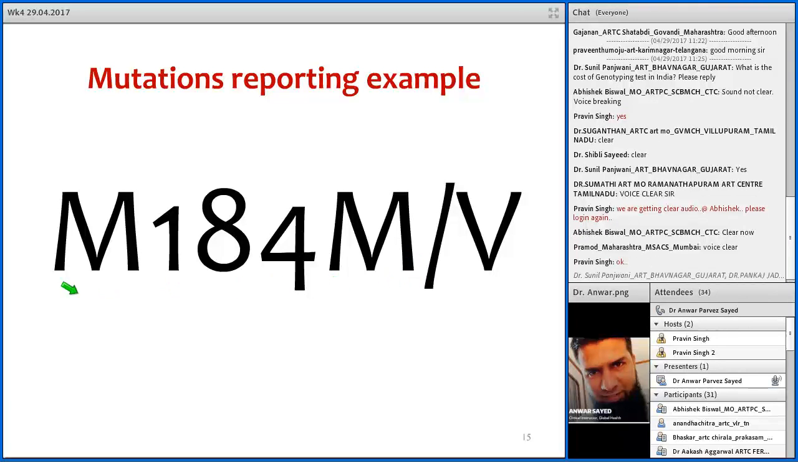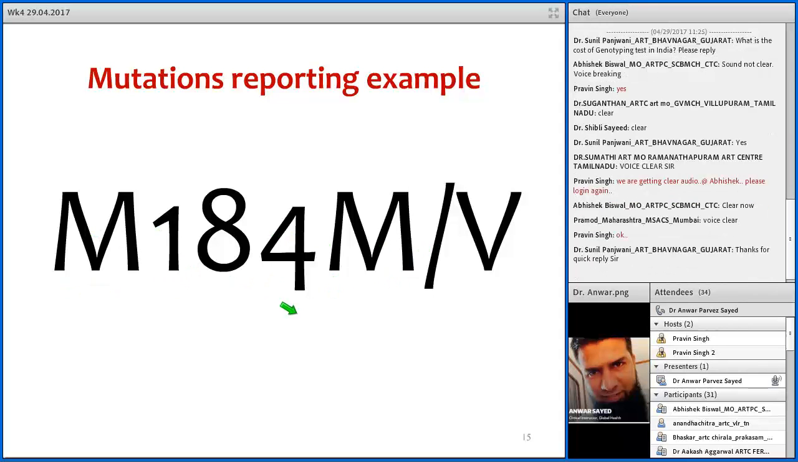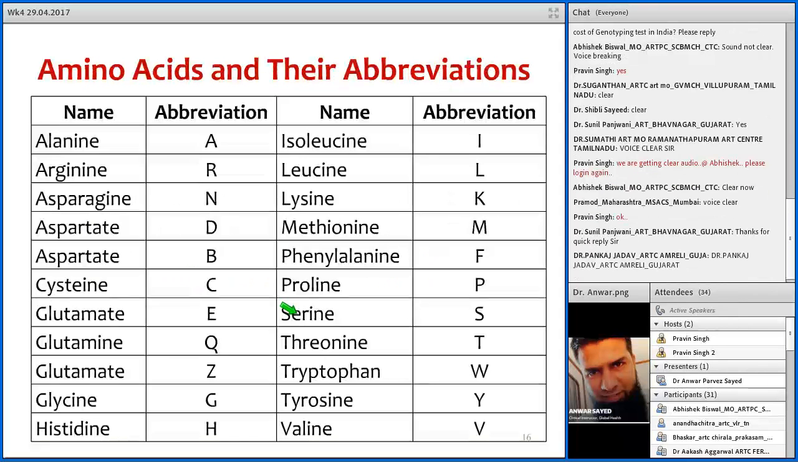So it is something like this: at the 184th position, M, methionine, is being replaced by valine. This is just the list of amino acids for information. If you have forgotten the names of amino acids, this is the list. It is not necessary to remember all this. You can use it as a reference.